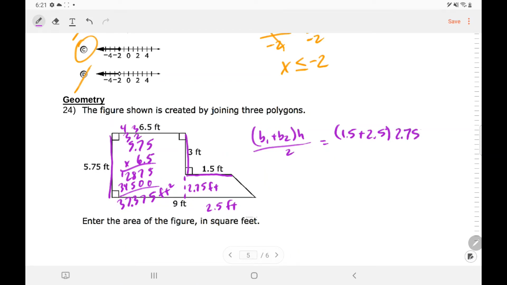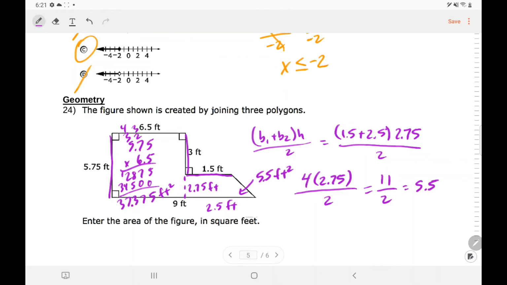So multiply by 2.75 divided by 2. 1.5 plus 2.5 is 4 times 2.75 divided by 2. 4 times 2.75 is going to give us, 2.75 times 2 is 5.5. Double that again, you get 11 over 2. So the area of this trapezoid is going to be 5.5 feet squared.